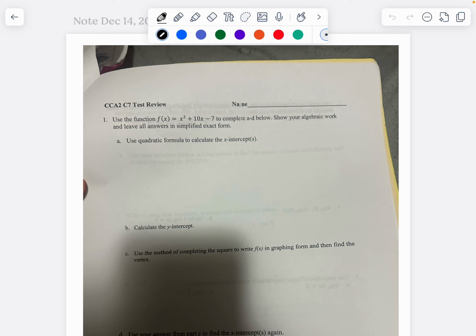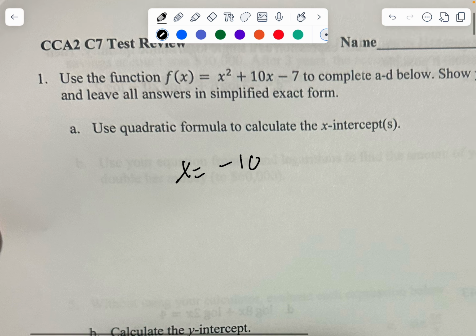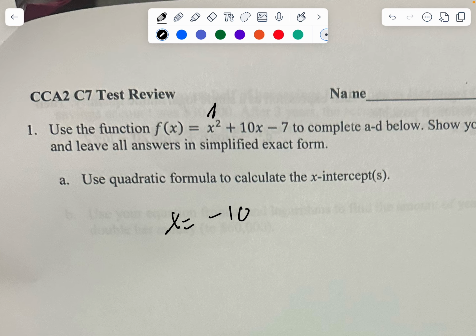So first problem is use the function f(x) equals x squared plus 10x minus 7. Use the quadratic formula to solve for the x-intercepts. So, gotta sing your little song. X equals negative b. Here, wait, we'll mark a, b, c.